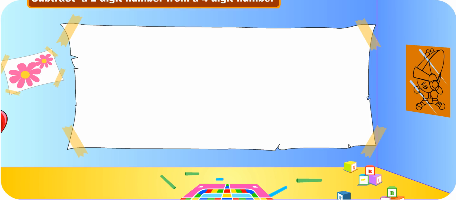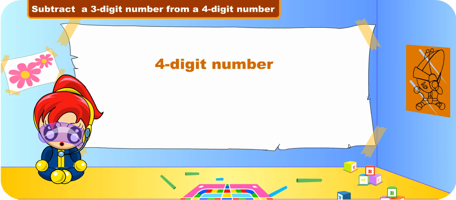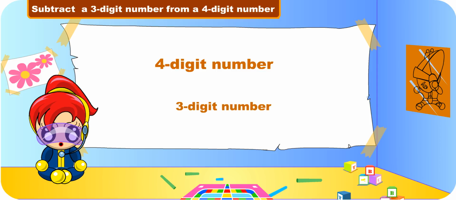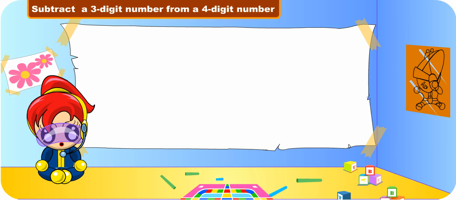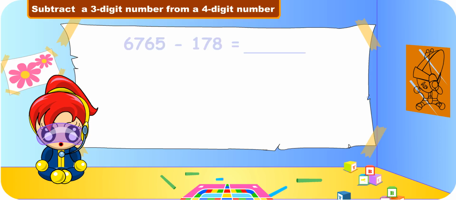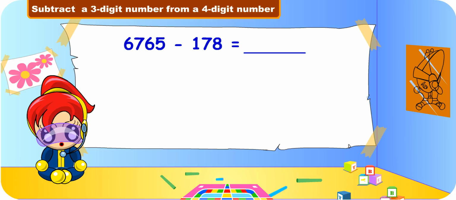Let us look at subtracting 3-digit numbers from 4-digit numbers now. Wow, 4-digit numbers and 3-digit numbers. Is it difficult? Not really. It is just using bigger numbers for subtraction. Why don't we try together, Turbo Girl? What does 6,765 minus 178 equal? Okay, we always have to arrange the digits according to their place value, right?